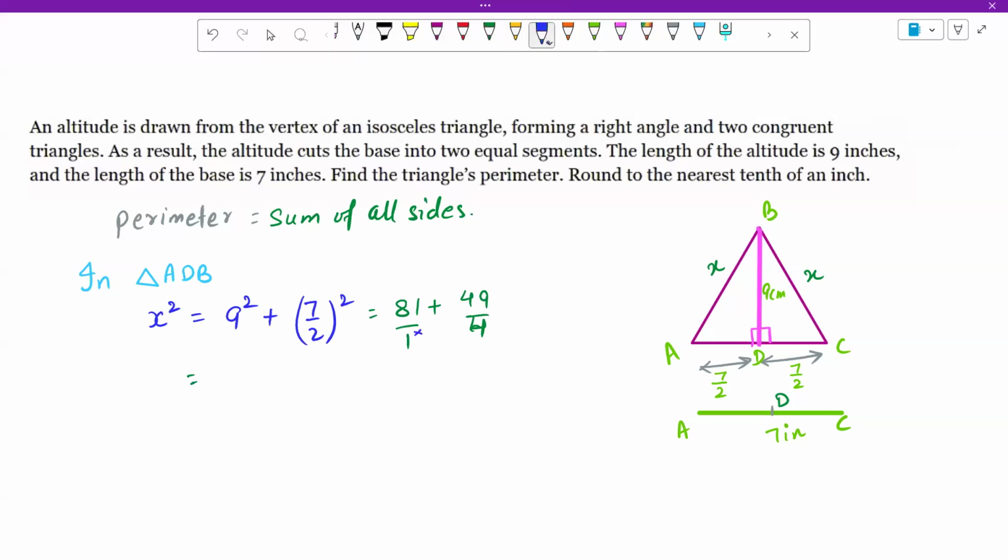So we can do the LCM of this. 324 over 4 plus 49. So we got 373 over 4. Okay, any doubt here?